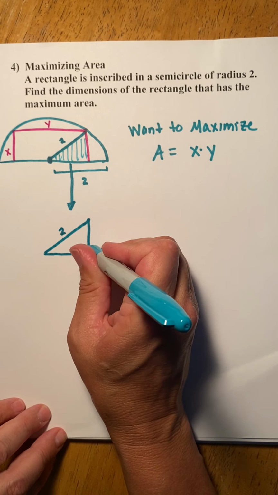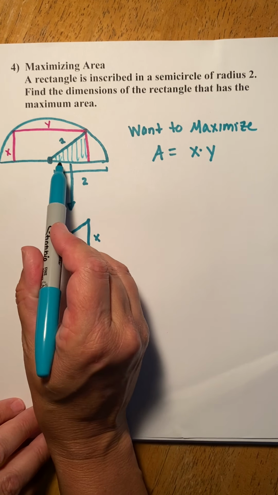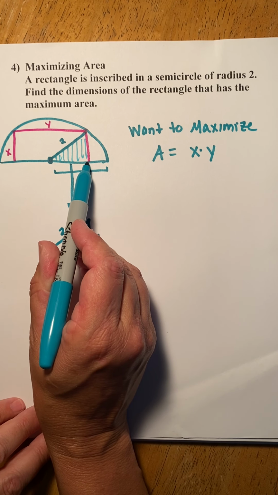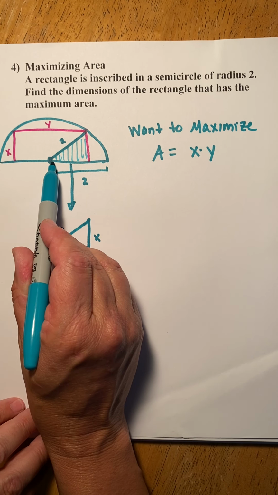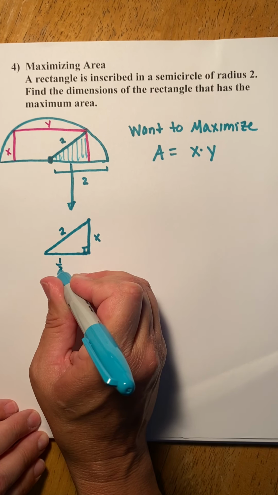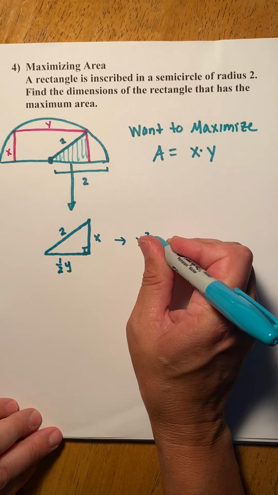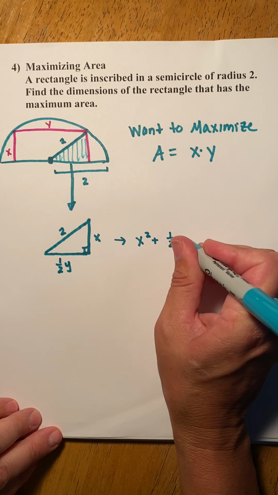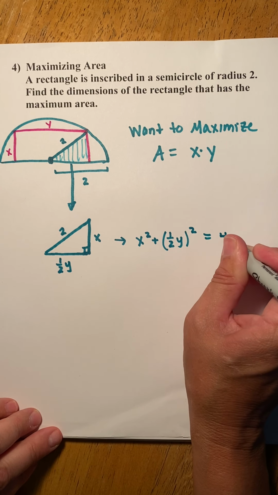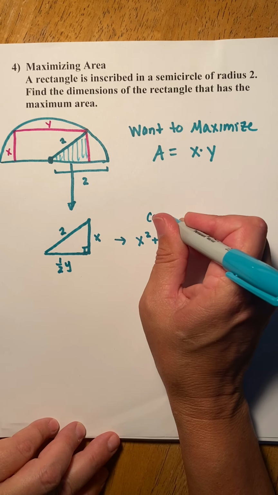We know the hypotenuse is 2, and isn't the right side just x? Because that side is the same as that side. But what would be the length of the base or the bottom of the triangle? Well, it's half of this from here to here, which is half of y. So it's 1/2 of y. Right, so this has to be satisfied. So isn't it true that x squared plus 1/2 y squared must equal 4 in order for this rectangle to work inside of a semicircle of radius 2? Right, so that is going to be our constraint.